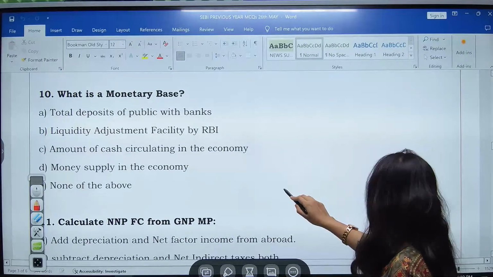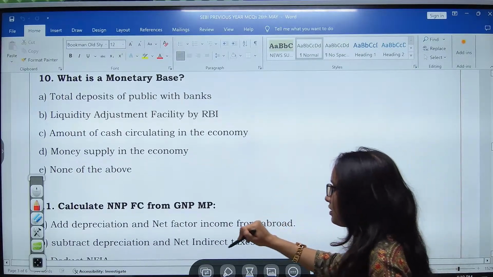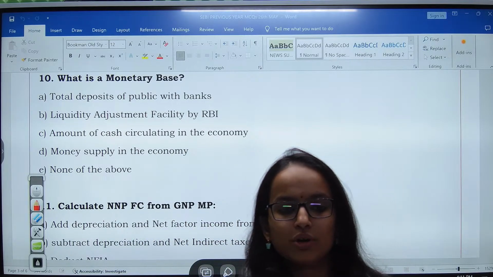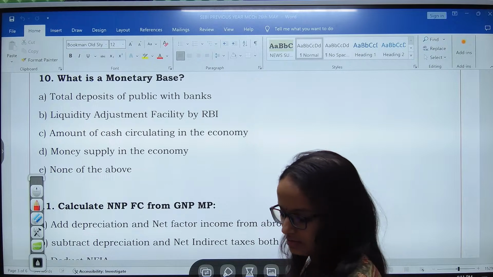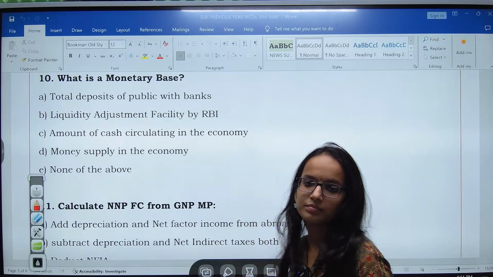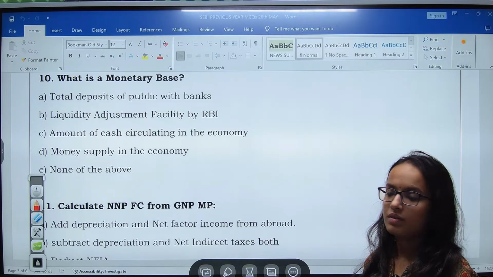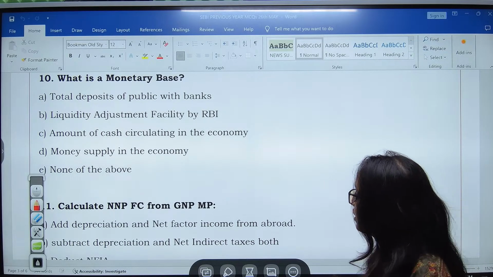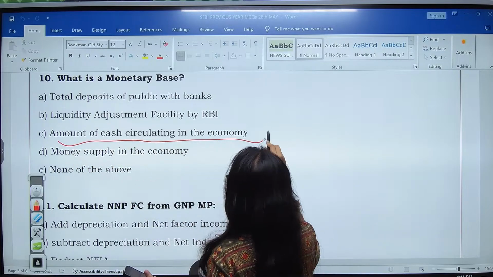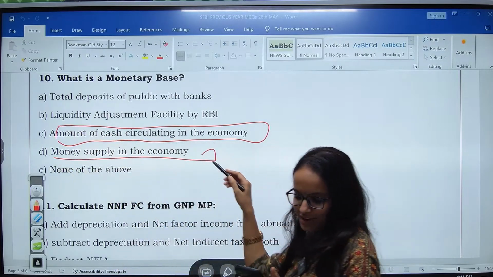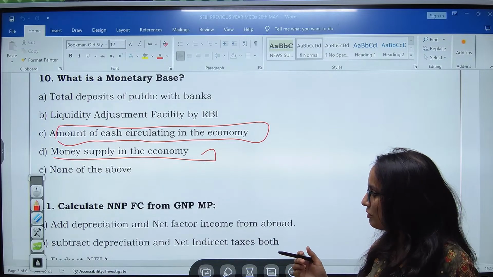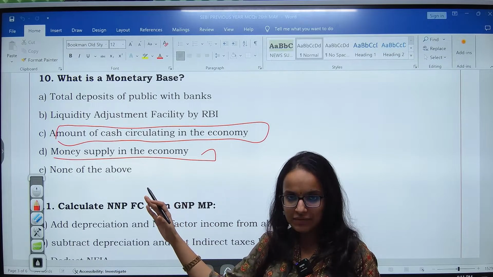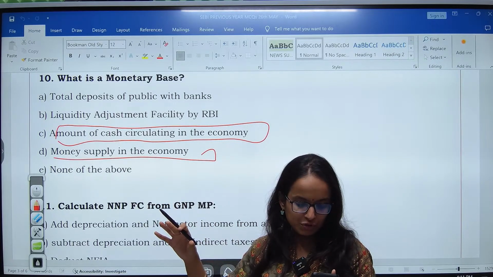Then question number 10. What is a monetary base? Your answer is C, D, C. C is amount of cash circulating in the economy. D is money supply in the economy. Some of you might be confused between money supply and monetary base. These are two different things. I will explain the difference, so from now you will not be confused between these two terms.